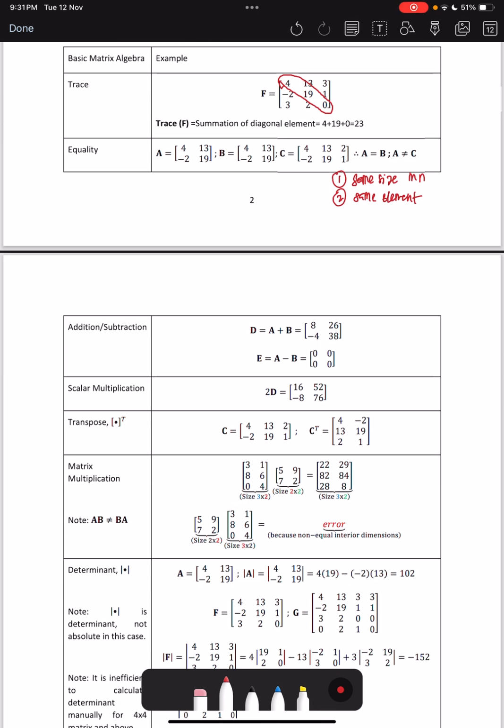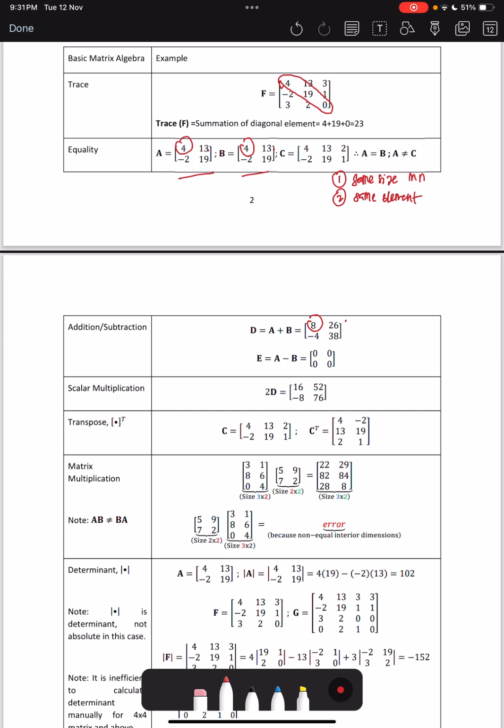All right, looking back at the matrices A and B here, if we want to find the addition of matrix A plus B, we can add element by element. 4 plus 4 you get 8, 13 plus 13 you get 26, negative 2 plus negative 2 you get negative 4, 19 plus 19 you get 38.